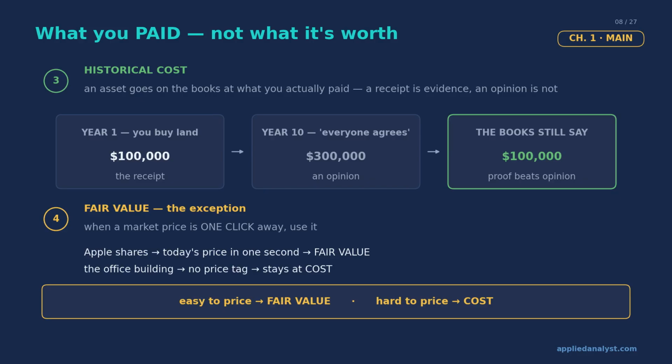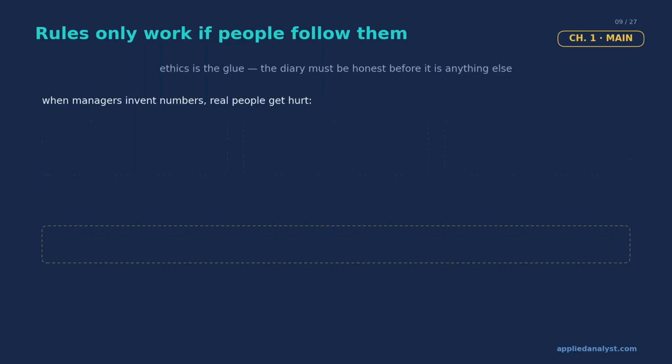The office building has no price tag, so it stays at cost. Say it with me. Easy to price, fair value. Hard to price, cost.